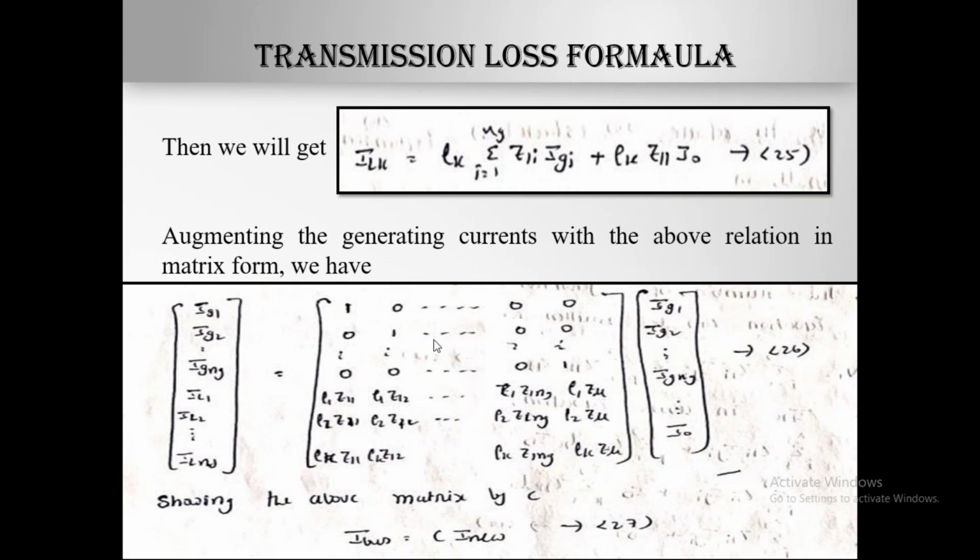See, after assuming this matrix equation, in this equation we can update all currents which are related to the generators as well as loads. Now we have to show these equations, ρ1 z11, ρ1 z12. These are all called the B coefficients, right? Where have we heard B coefficients?